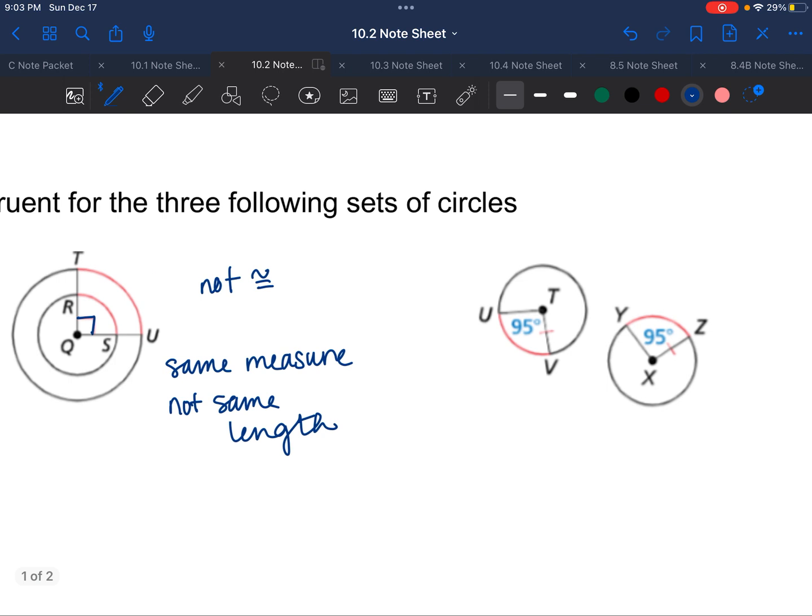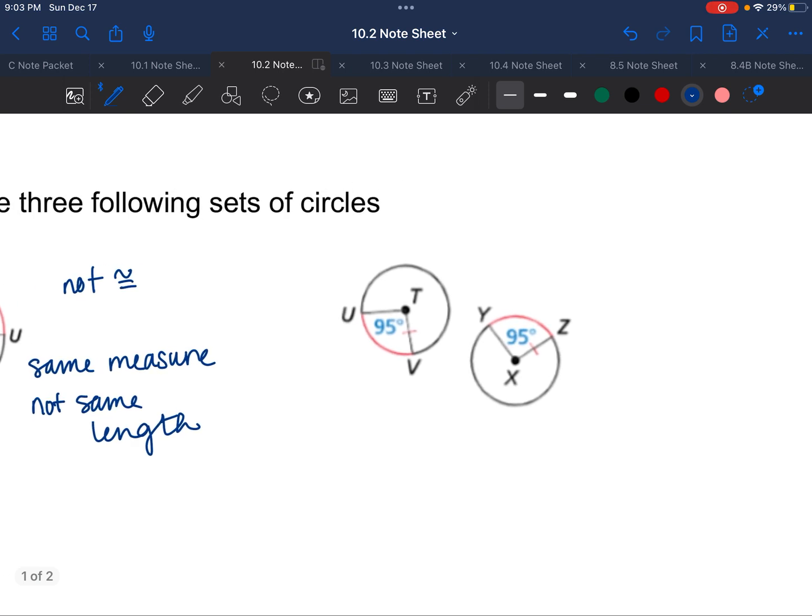So we would say that these are definitely not congruent arcs. And then for this last one, we're looking at two different circles now. We can think of these as the same circle though, because they're congruent circles. They have the same radius. Now if we look at these arc measures, they have the same measure of 95 degrees, but they also will have the same length, because since the circles are congruent, a 95 degree angle in one circle will create the same sized arc as in another circle. So we could say that these arcs are congruent.